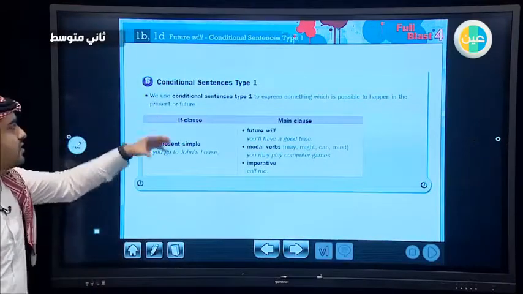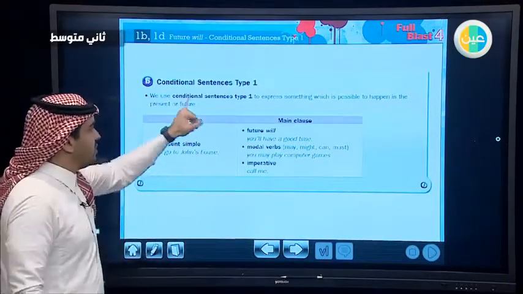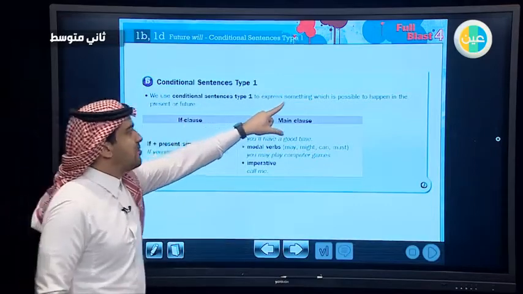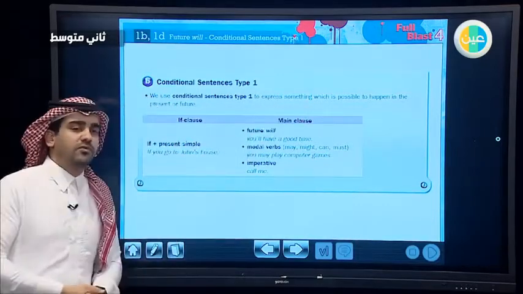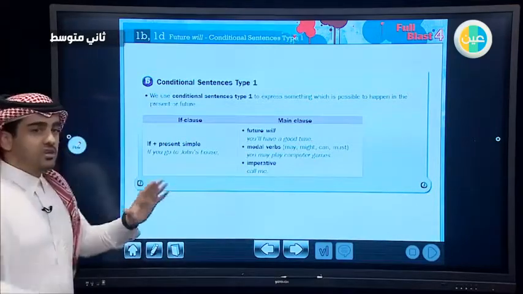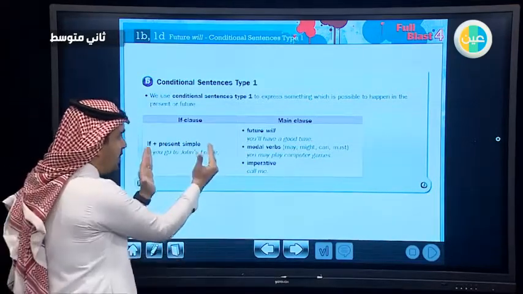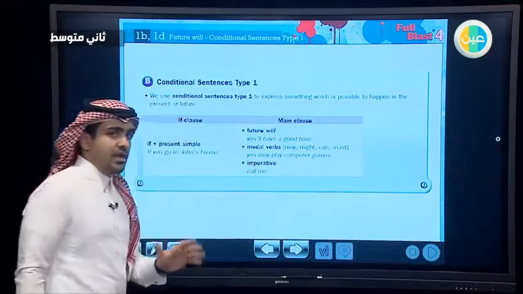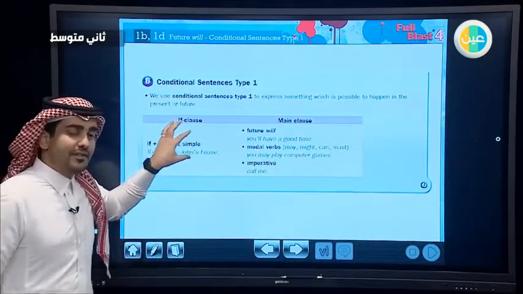Okay, conditional sentences type 1. We use conditional sentences to express something which is possible to happen in the present or future. So it looks like this. We have an if clause and a main clause. The if clause is the sentence with if, which is the condition.